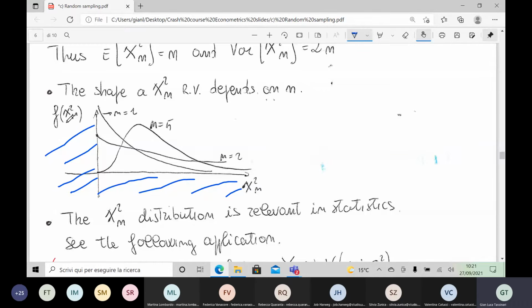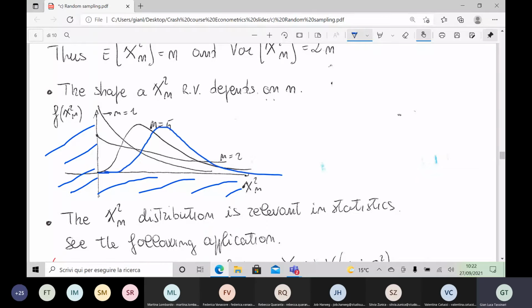However, I told you that the shape of a chi-square random variable depends only on the number of degrees of freedom. In particular, the pattern of the density of a chi-square with 1 degree of freedom is something like this. The pattern of the density of a chi-square with 2 degrees of freedom is something like this. If you have 5 degrees of freedom, you have something like this. The bigger the number of degrees of freedom, you have something more and more like this.